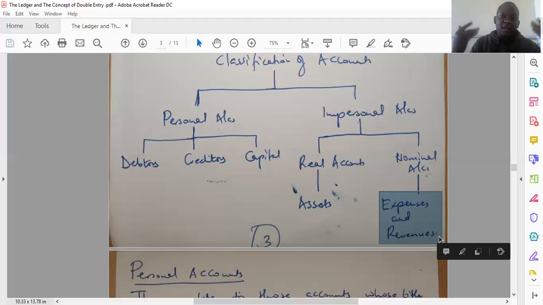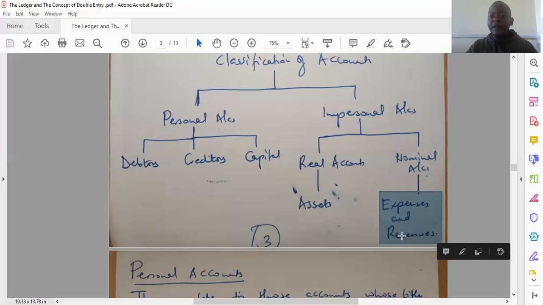If it's rent, rent is for the benefit of the business. The business has used that building, so at the end of the month the business will pay for this rent. Salaries: the business has benefited from the service of the employees, and at the end of the month, the business will pay salaries expense. So expenses are part of the nominal accounts, which are impersonal accounts. An expense is not under the name of a person; it's just under the name of that activity that the business has incurred.